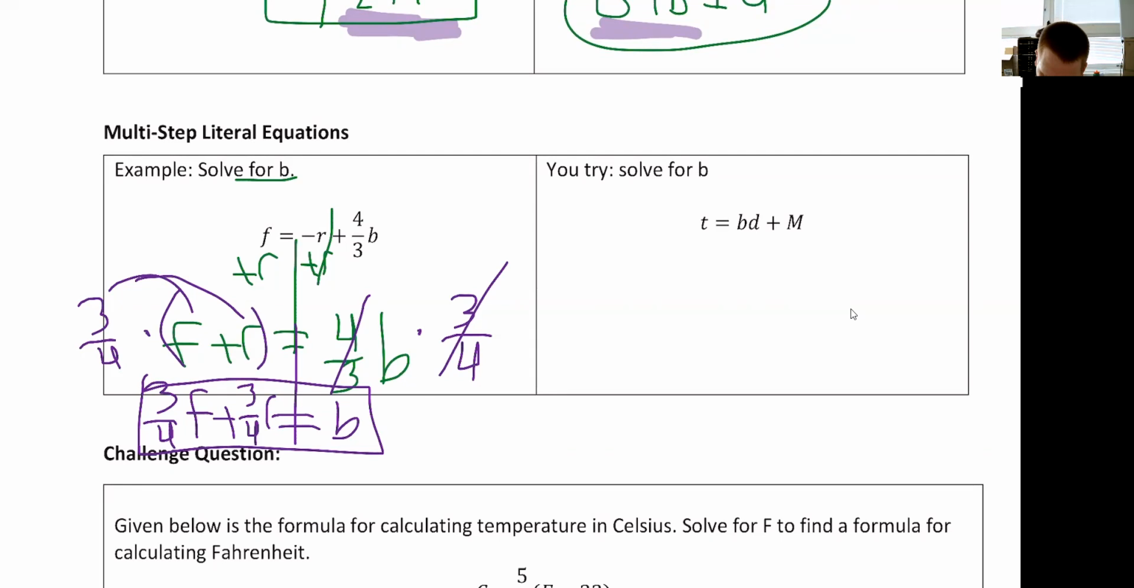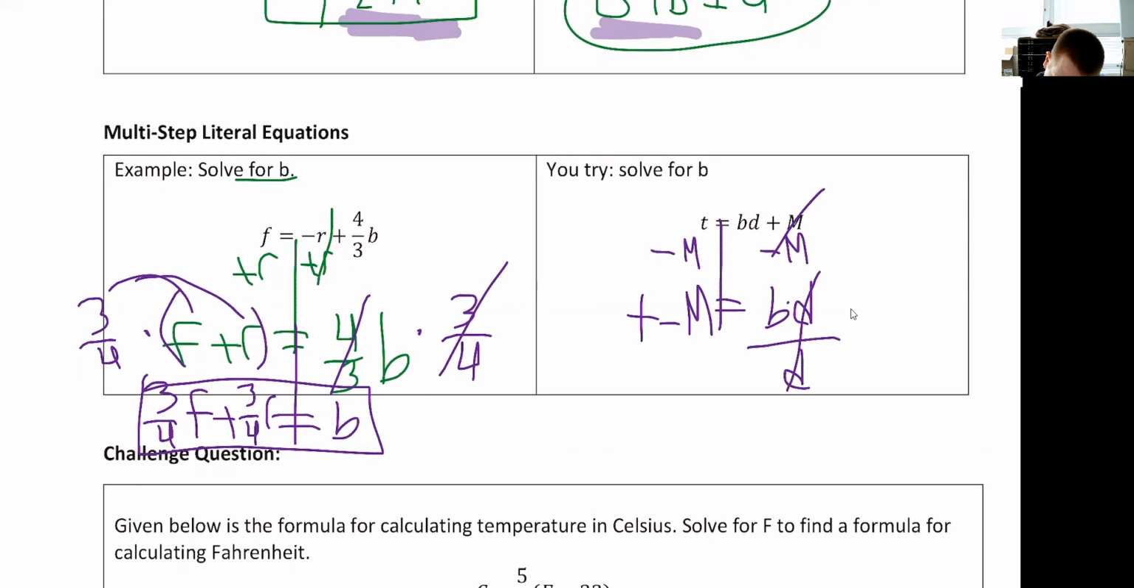All right, assuming you gave this a try, the first thing you'd want to do is subtract the m. If you do that on the left side, you're just going to have t minus capital M. That cancels. You'll have b d. We're trying to get b by itself, so this is b times d. To get rid of that d, you could just divide it to the other side.